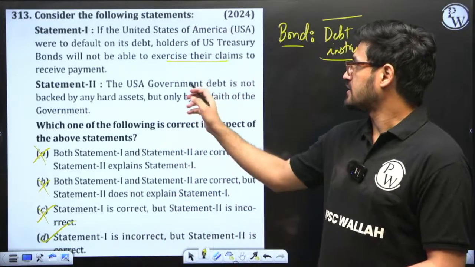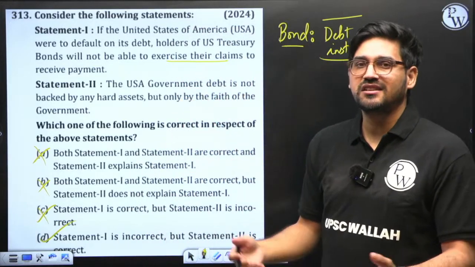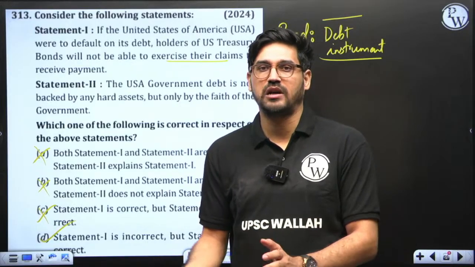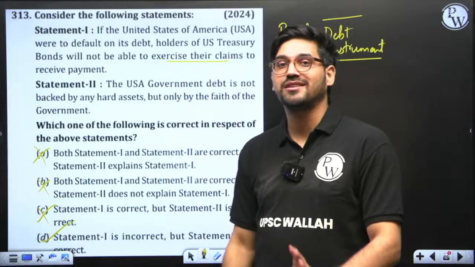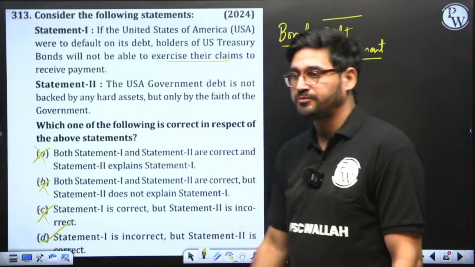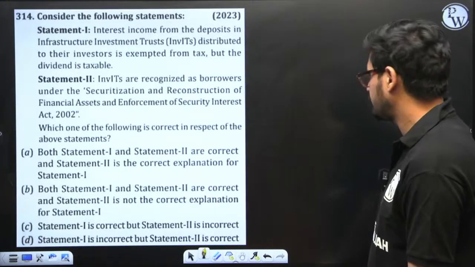So, is the government debt not backed by any hard assets? Yes, it's not backed by any hard assets. There's no collateral on offer here. So, the answer is that statement 1 is incorrect, statement 2 is correct. Answer has to be D. We'll move to the next one.